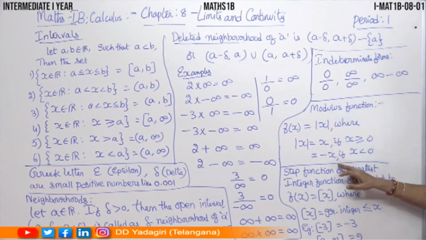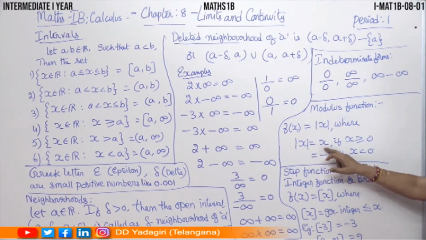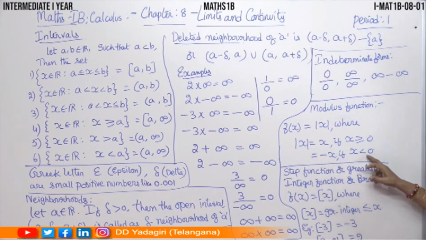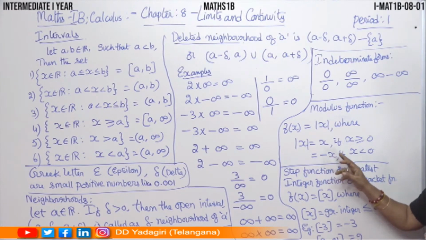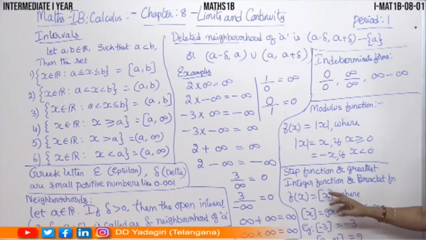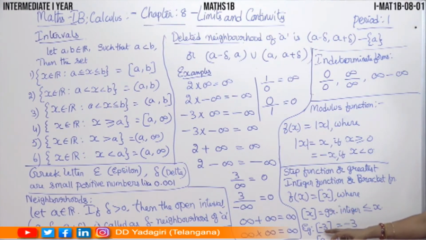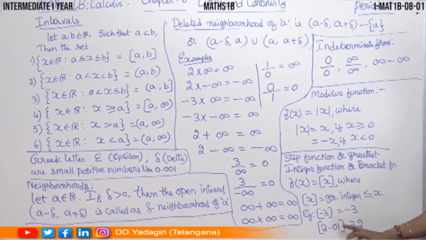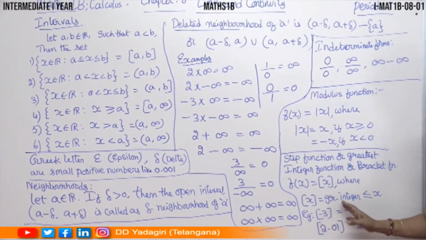Now this is the modulus function. Mod x is x if x is greater than or equal to 0, and it is equal to minus x if x is less than 0. When x is negative, you must write minus x. So this is very important. We have many problems based on the modulus function and 2-3 problems on the step function. As I said, it is the greatest integer less than or equal to x. So if this is an integer, then the value is the integer itself. If it is a fraction, a decimal number like this, then you have to see what is the greatest integer less than that number. So that value you should take and simplify the function.